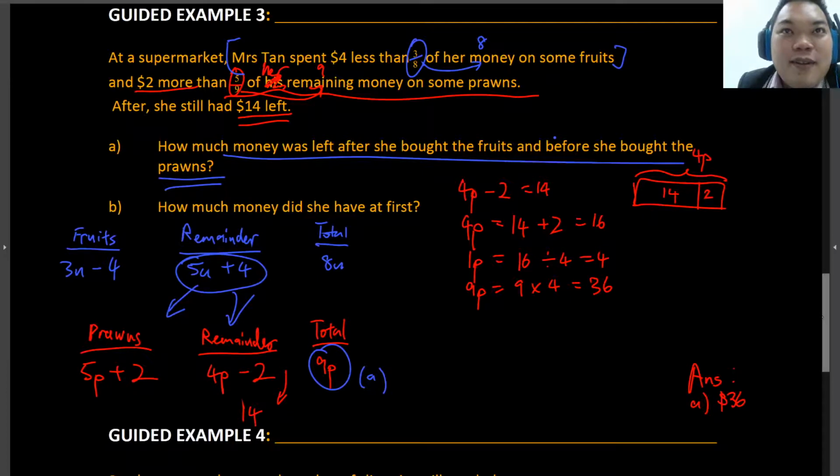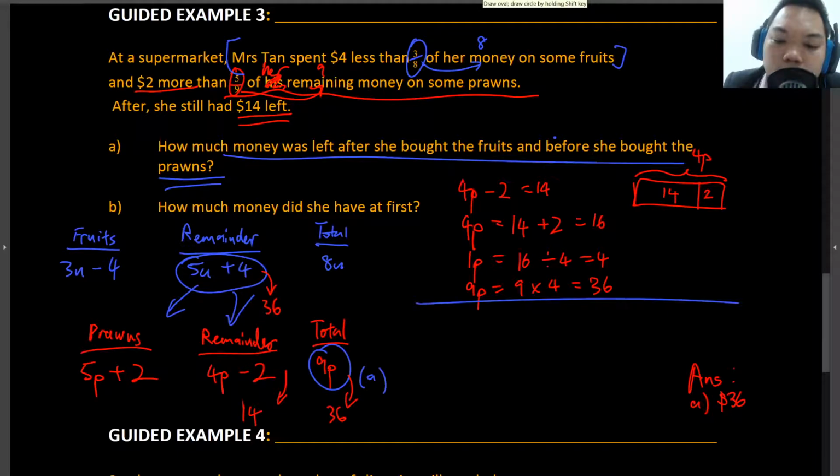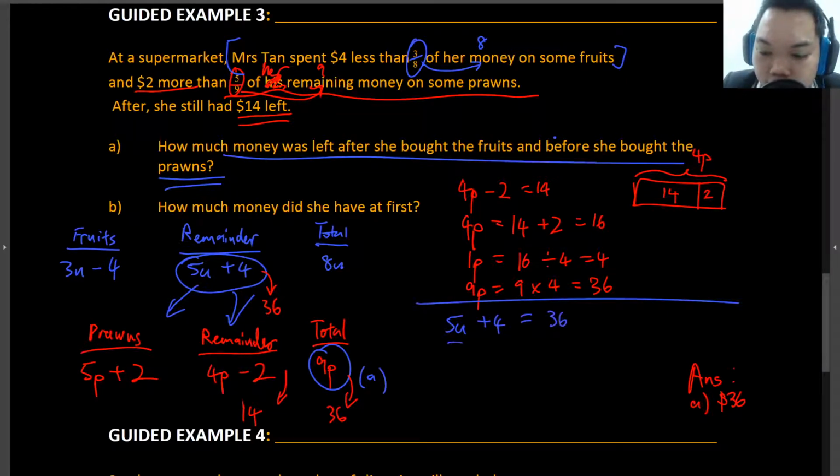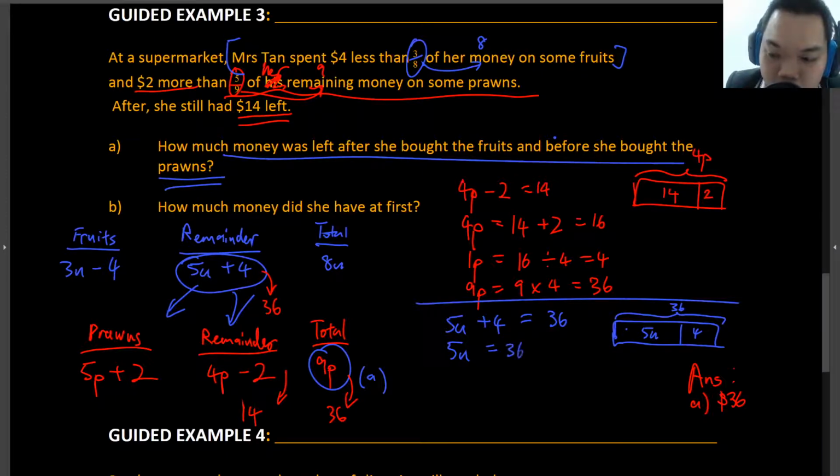Thank you, Wei Ching. So once you know that this is $36, we can say that 5U plus 4 will also represent $36. And once you've got that, the next thing we can say is that if 5 units plus 4 is $36, then 5 units will be how much? 5 units and 4 gives you 36. So 5 units will be 36 minus 4 to give you 32.